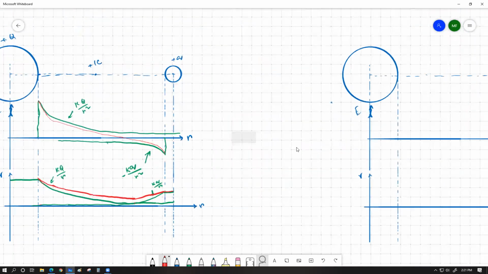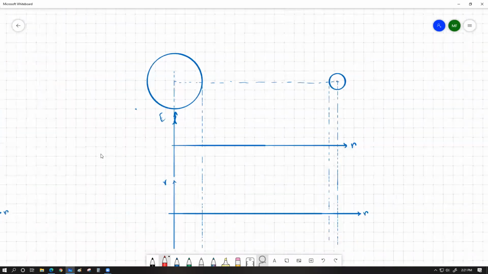And then we're going to see what the variation is if we have two opposite charges. For example, let's say we have plus Q charge over here and minus Q charge over here. Now, this is the important bit that you need to understand.